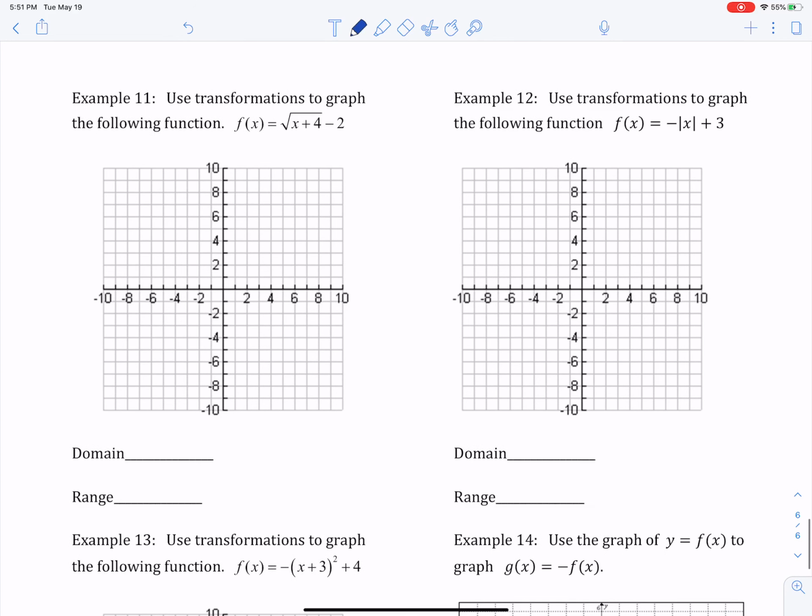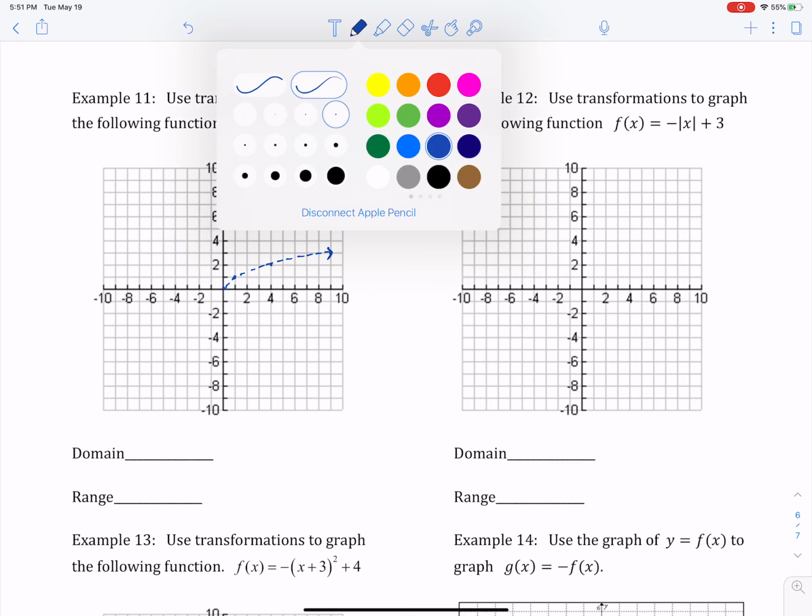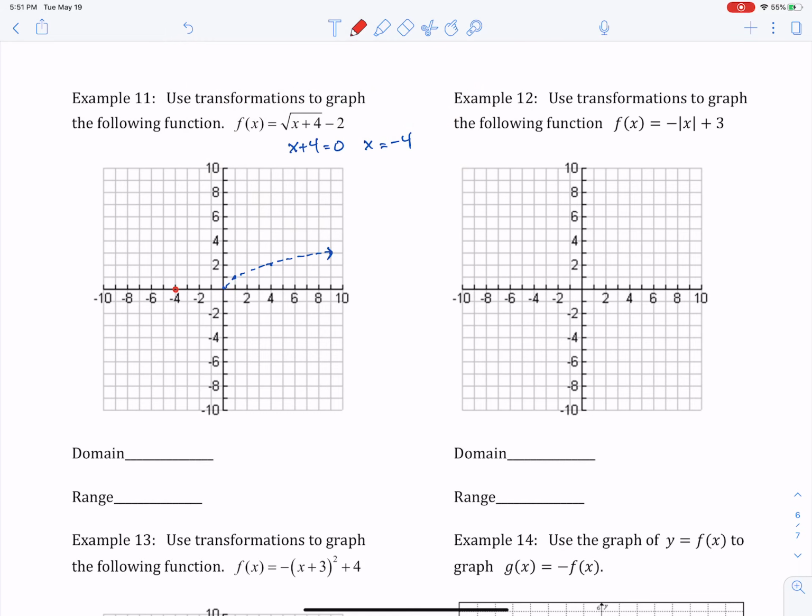For example 11, the square root of x is the graph that looks this way. So this x plus 4, remember, to be equal to 0, x needs to be negative 4. So the new beginning is going to be at negative 4. But not negative 4 exactly, because we're going to minus 2 from this equation.